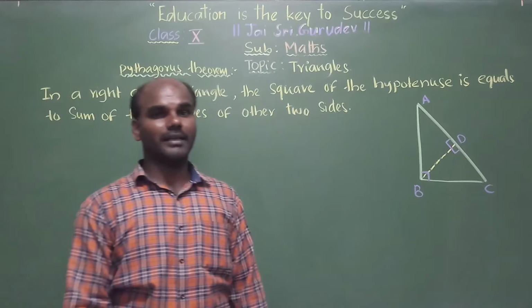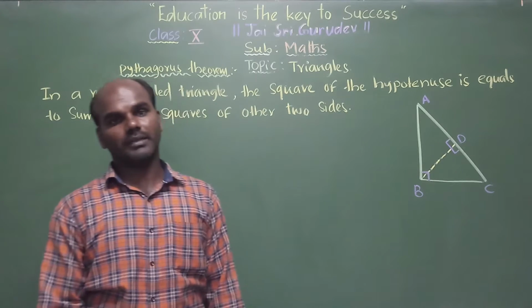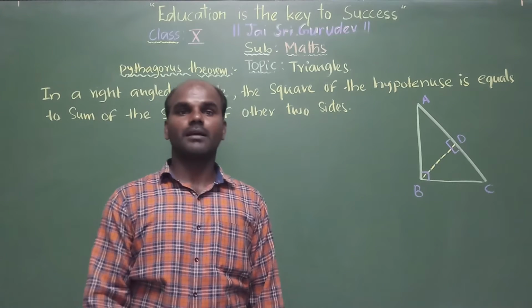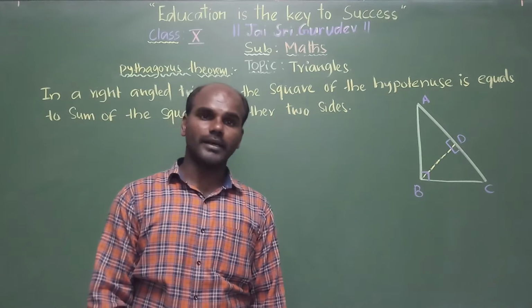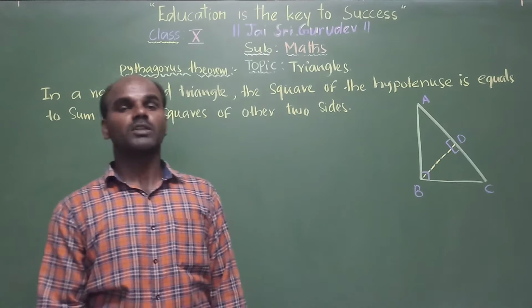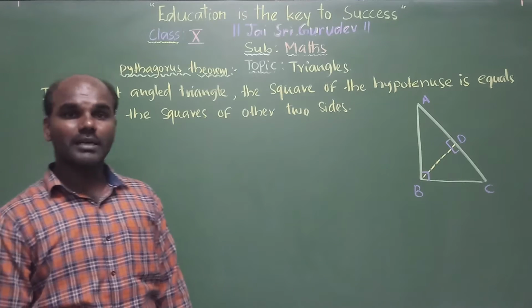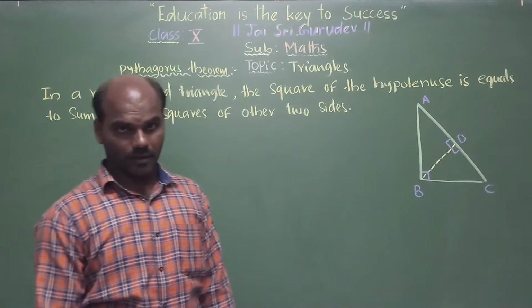Already we learned Pythagorean triplets in the lower classes. What we learned in Pythagorean triplets is that the square of any value is equal to the sum of the squares of the other two values. Yes or no, children? Based on that same idea, we apply it in the triangle also, that is, in a right angle triangle.